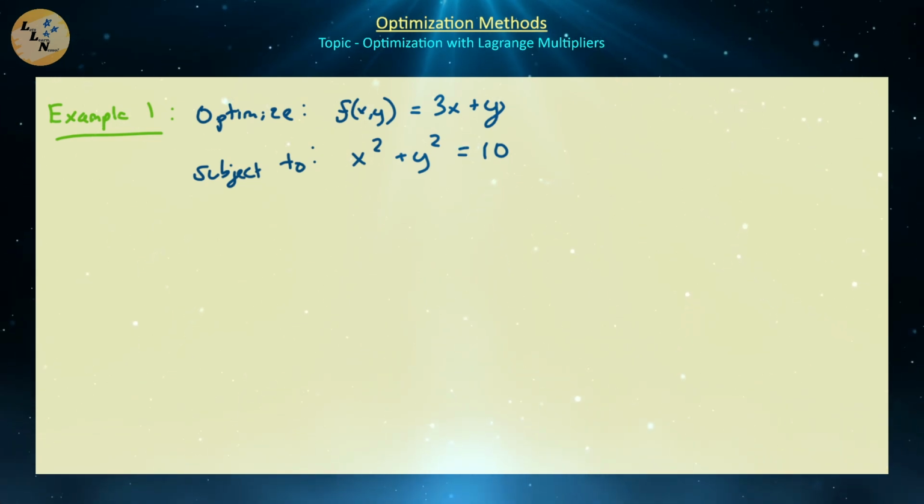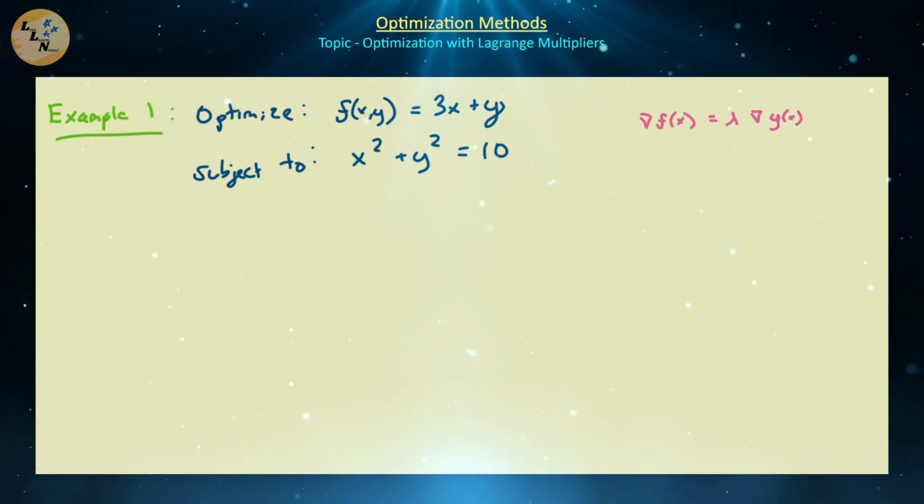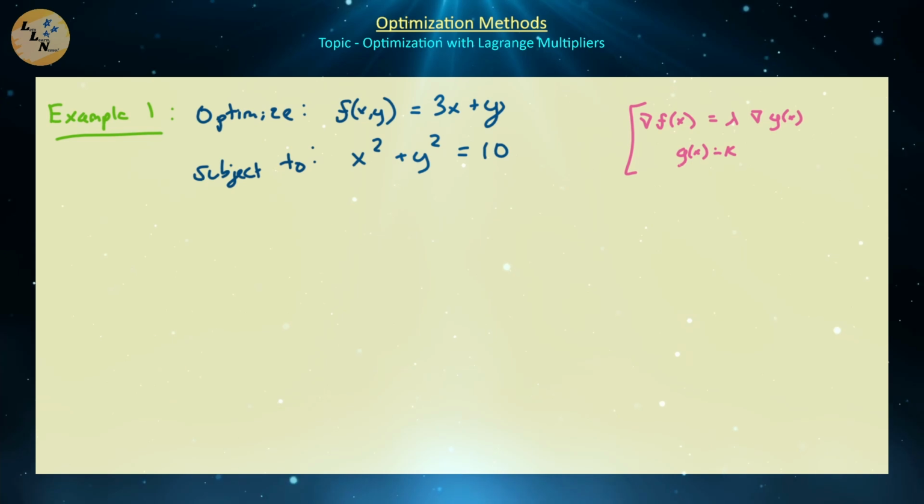So the first thing that we need to do, remember what the goal of Lagrange multipliers is: we first need to find all the values x that satisfy the gradient of f of x is equal to lambda times the gradient of g of x, and that g of x is equal to k. So in particular in this example we need to find all values x, y, and lambda that satisfy both of those equations, and then we're going to plug them into our objective function and find our maximum and minimum values and where they are generated from.